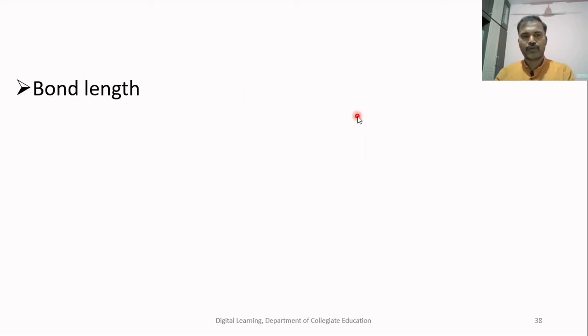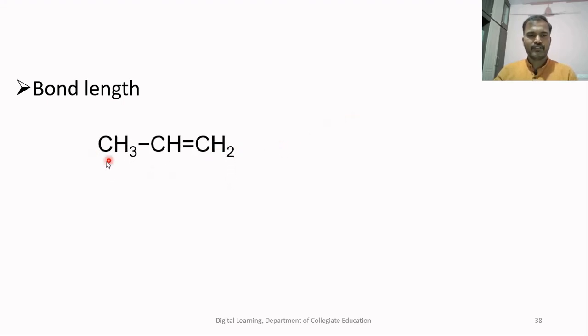Let me consider one more point, bond length. We can use the concept of hyperconjugation to explain the bond length, particularly in the case of propene. Look at this molecule. It has one carbon-carbon sigma bond and another carbon-carbon double bond. The standard bond length of a carbon-carbon single bond is 154 picometer. But in propene, the bond length of the carbon-carbon single bond is 149 picometer. It is not 154 picometer. It can be explained by considering hyperconjugation as follows.